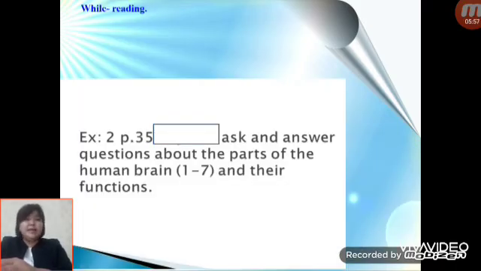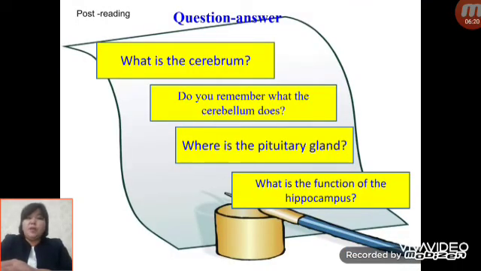Now let's do exercise number 2 on page 35. Ask and answer questions about the parts of the human brain and their functions. I think you asked questions and answered to them. Upload your answers on Kundelik KZ. Okay, I'll check.